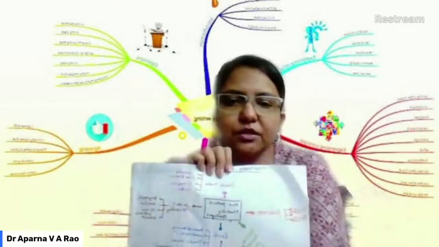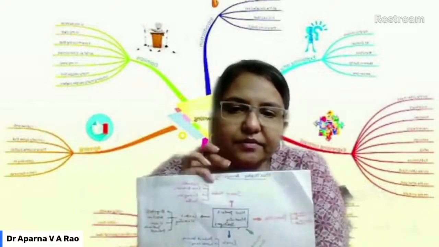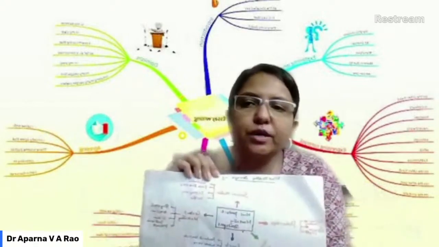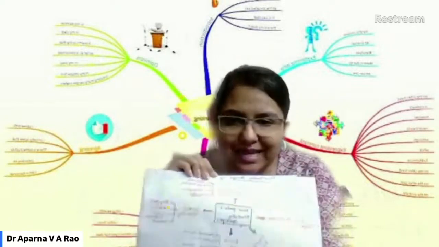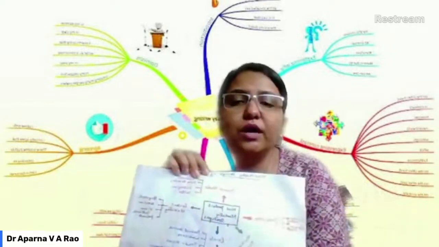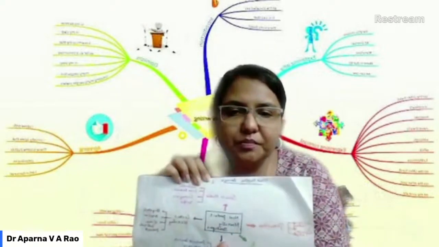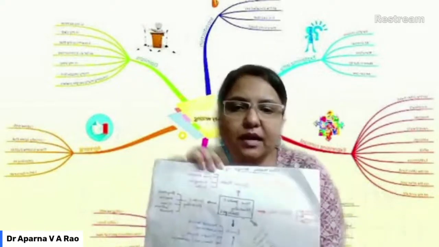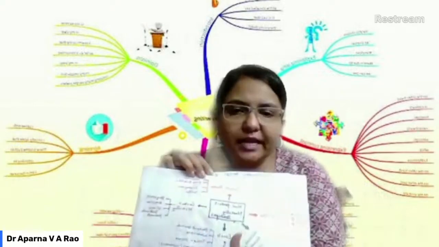This is a handwritten mind map, this is the first example. I'll also show one or two more examples. This is how a mind map is to be prepared. It can be in different shapes and sizes, but at the outlook, it will look like this.